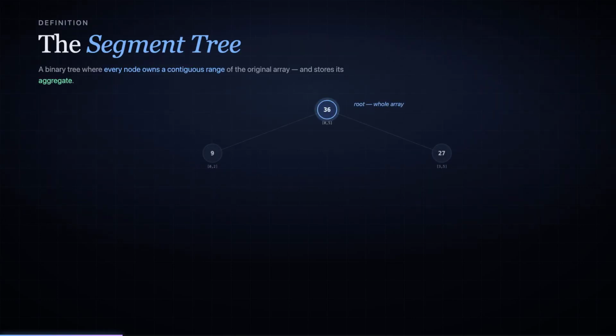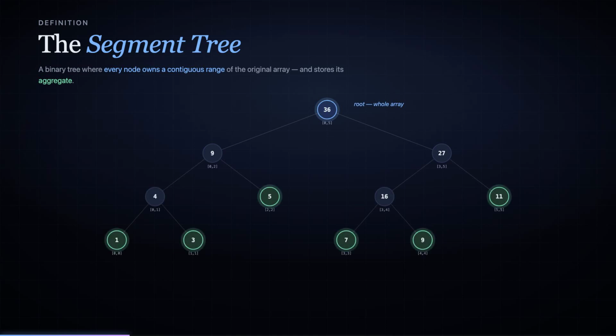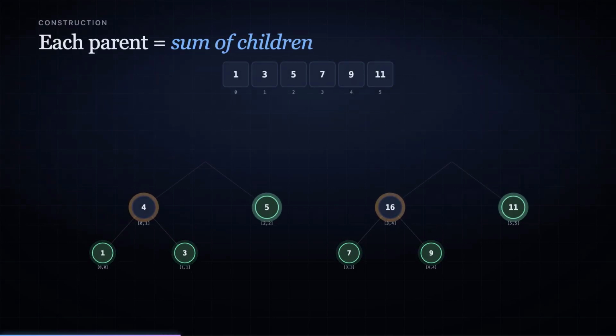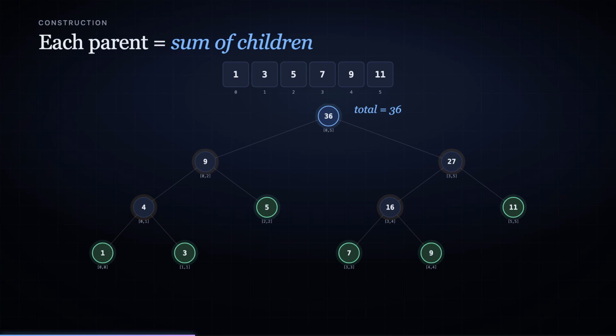It is a binary tree built over your array, where every node stores the answer for a contiguous range. The root covers everything. Its children split the range in half, down and down, until each leaf holds a single element. Watch it build. The array 1, 3, 5, 7, 9, 11 becomes a tree of sums. Each parent is the sum of its children. The total 36 sits at the top. The structure uses roughly 2n memory and has height log n.